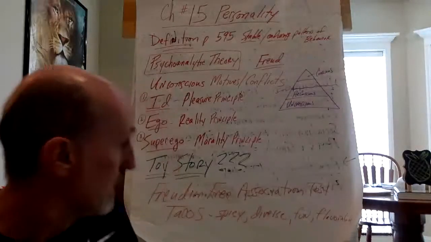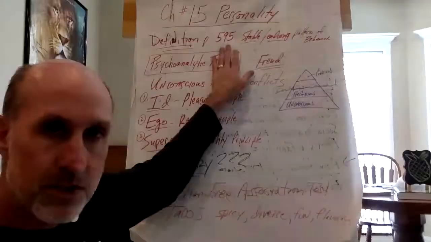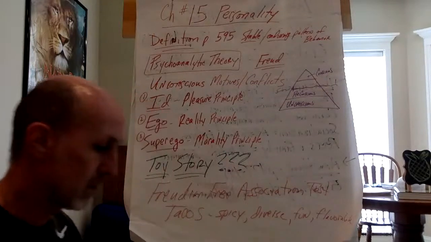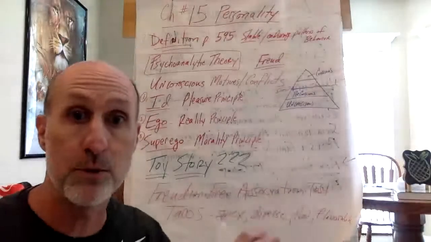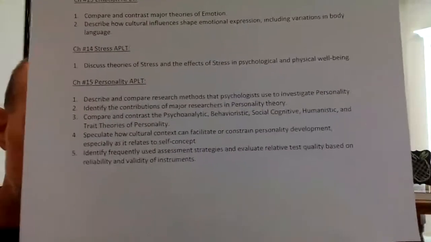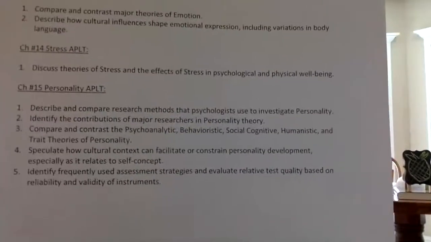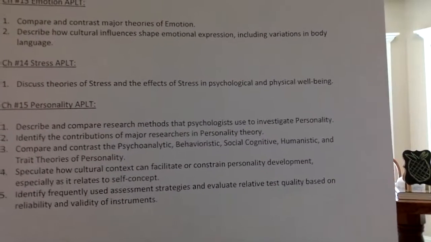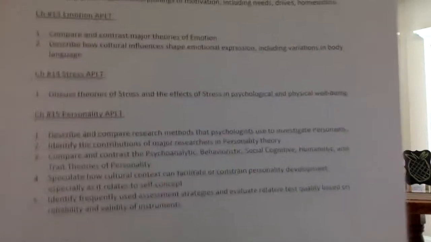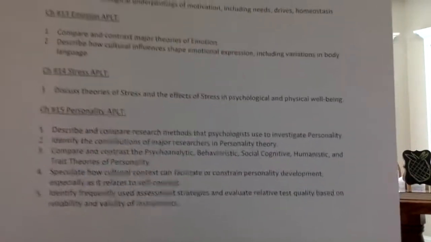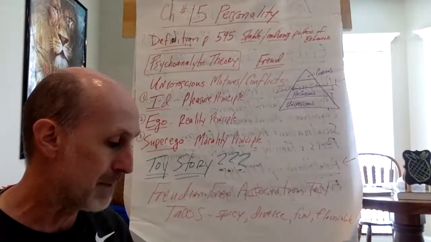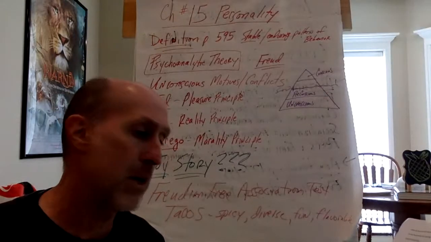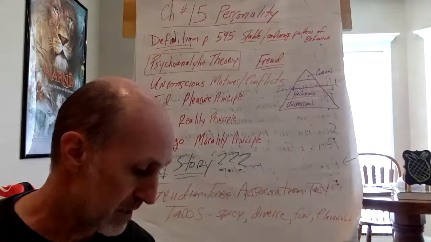All right. So on page 595, we're going to start there today. And we're going to start with the definition of personality. And we are going to be on learning targets 2 and 3 for the chapter. Okay. This document is on Canvas. And your chapter 15 vocab is attached to chapters 12, 13, 14, and 15. So motivation, emotion, stress, and then personality. Now, if you notice, there's only 5 learning targets. We will mostly be talking about 2 and 3. Identify contributions of major researchers. And 3 is compare and contrast the different theories, which are listed.